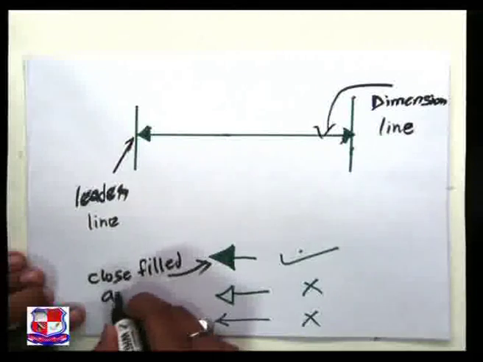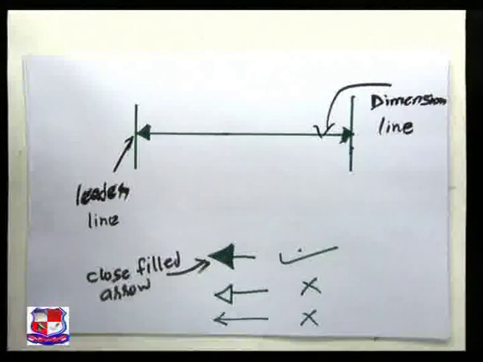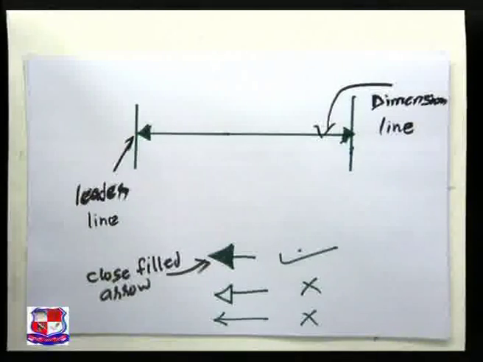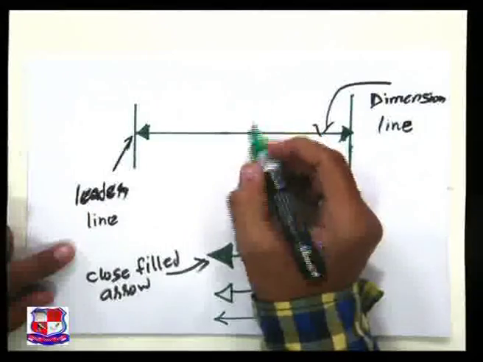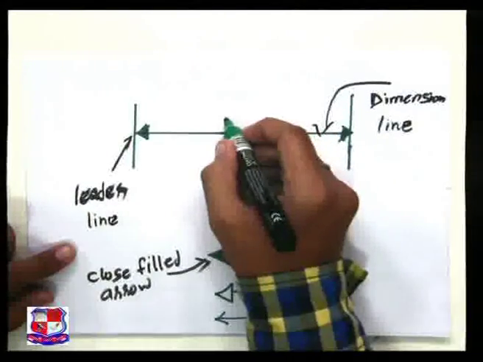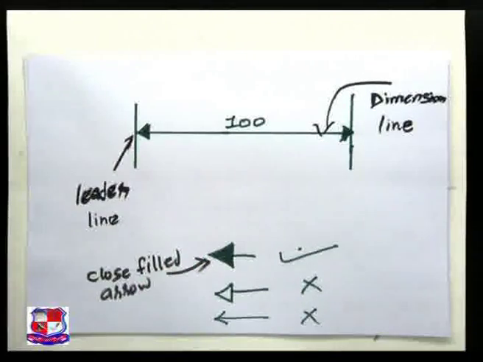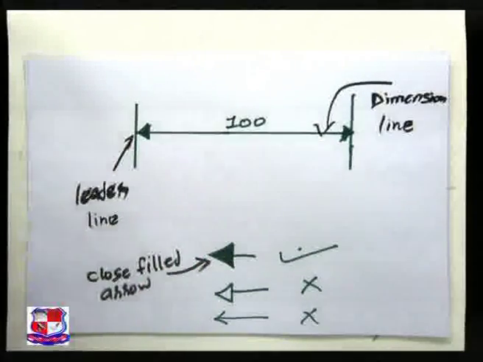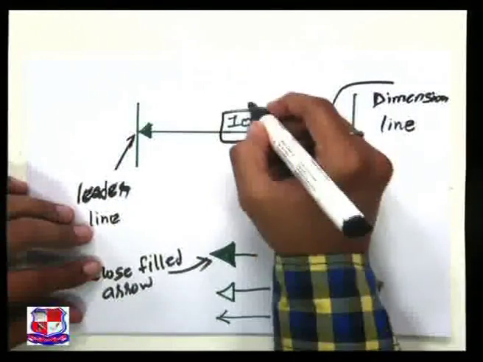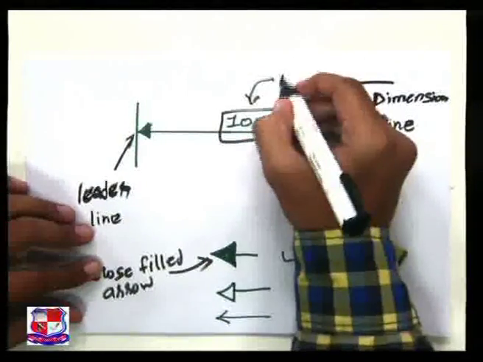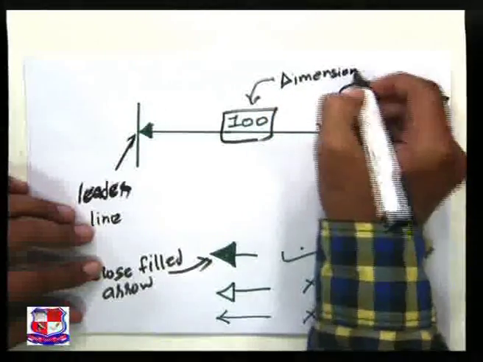Close filled arrow. Now in the middle of the dimension line, some figure has been written over here. Let's say 100 has been written. So what does it indicate? It indicates the dimension.